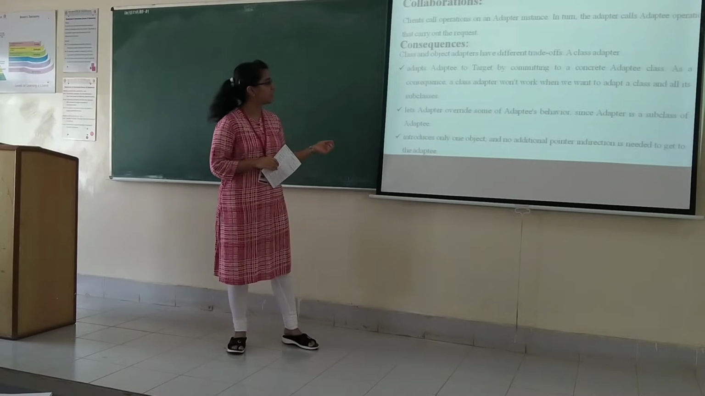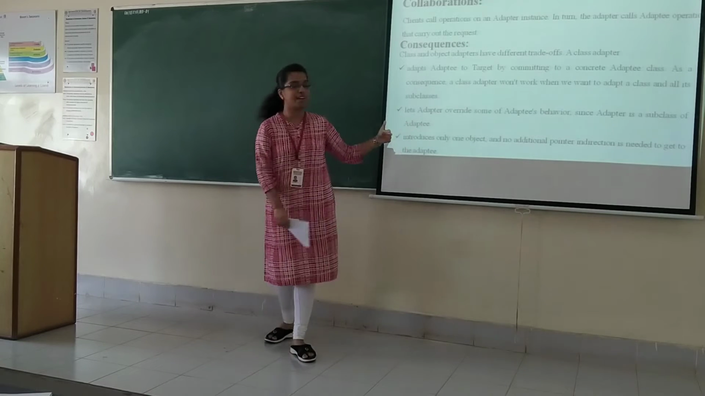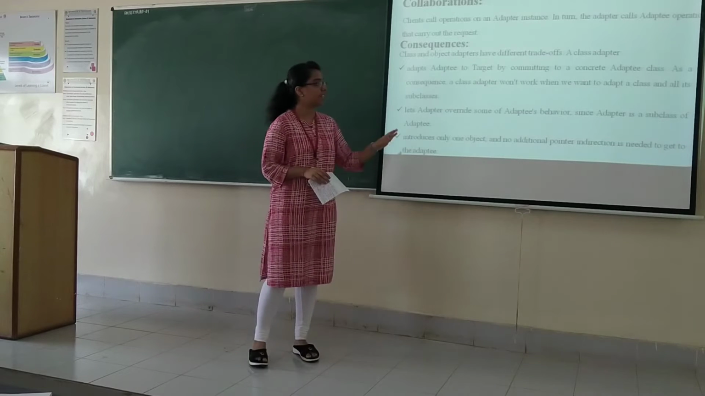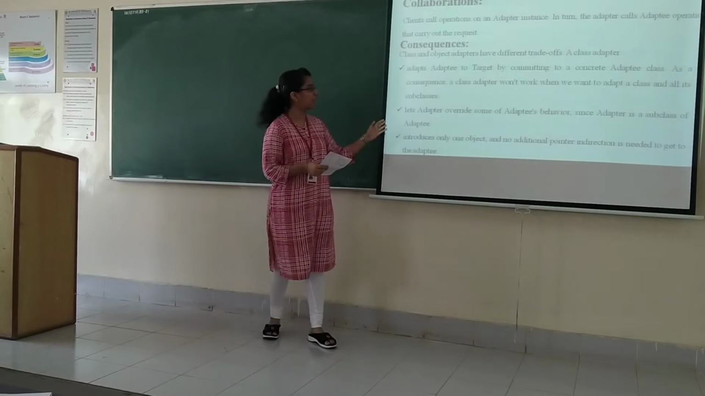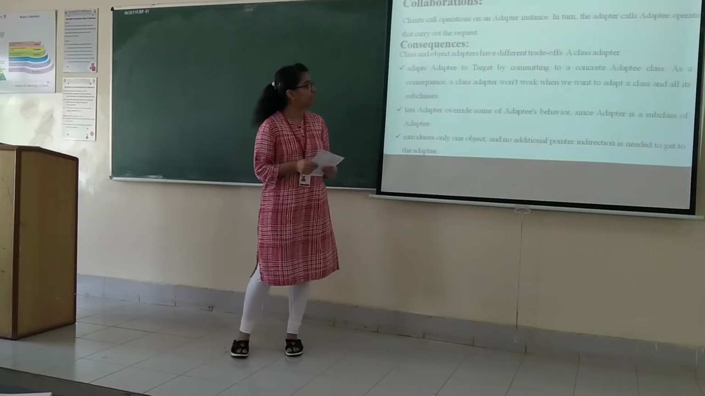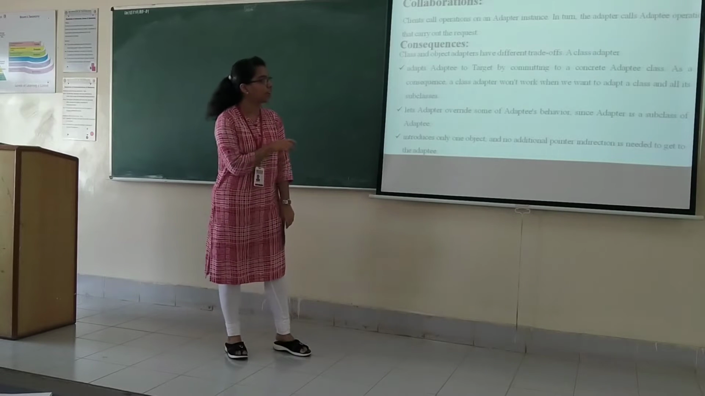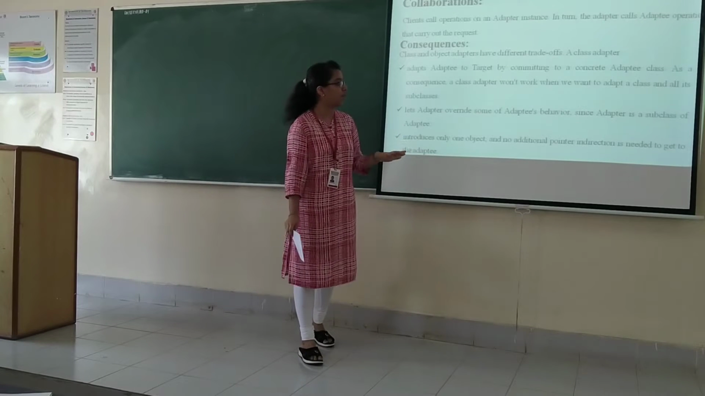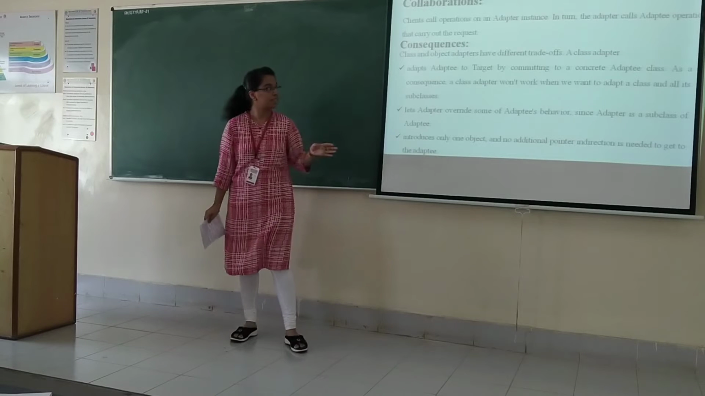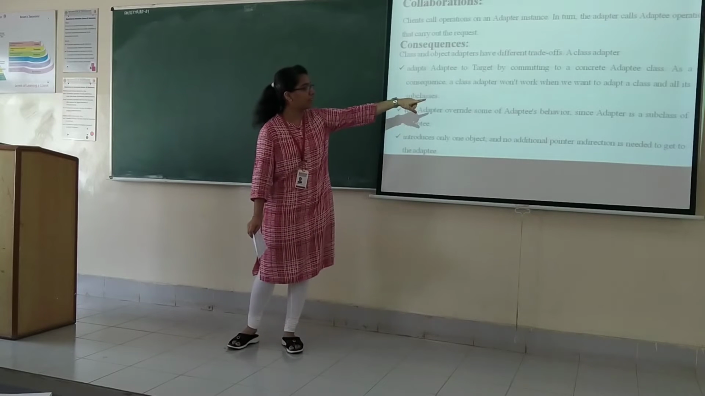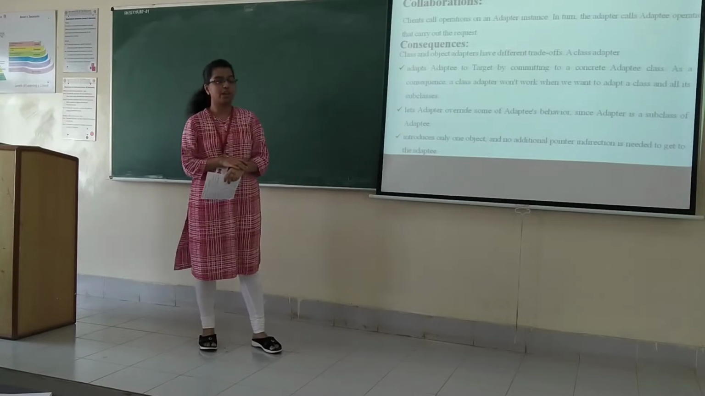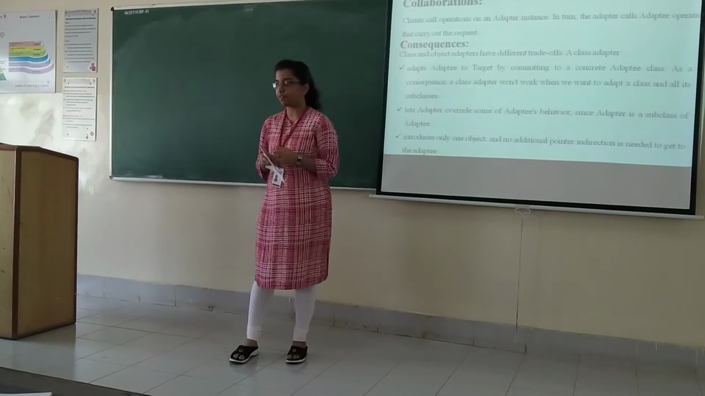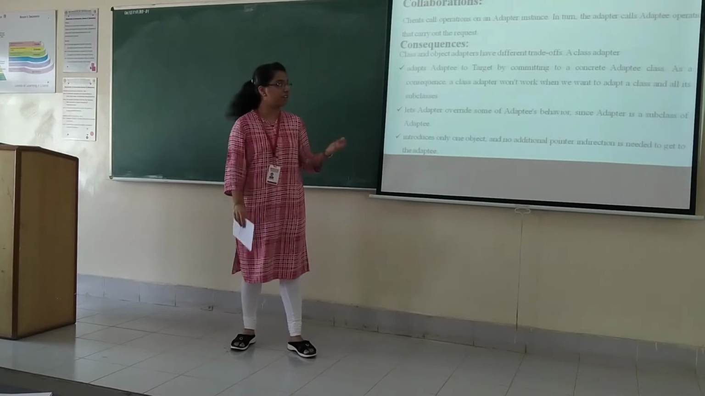In the consequences, class and object adapters have different trade-offs. Even classes perform certain tasks and objects perform certain tasks. First, let us see what the class adapter does. The class adapter adapts the adoptee to the target by committing to a concrete adoptee. As a consequence, a class adapter won't work when we want to adapt a class and all its subclasses. Here you can see when it won't work, the adapter class and its subclasses will commit to the concrete classes. Here we know the concrete class has the implementation of its own.